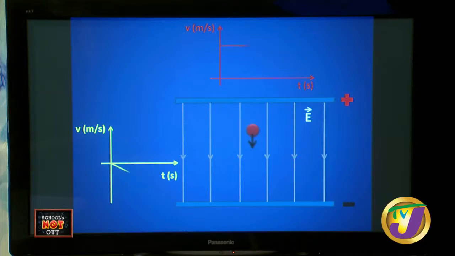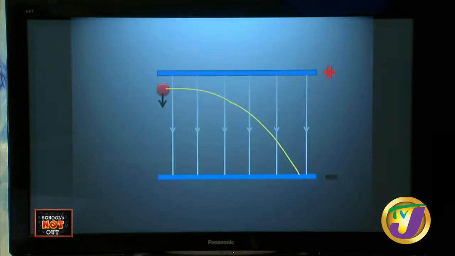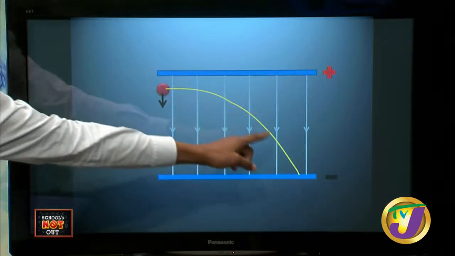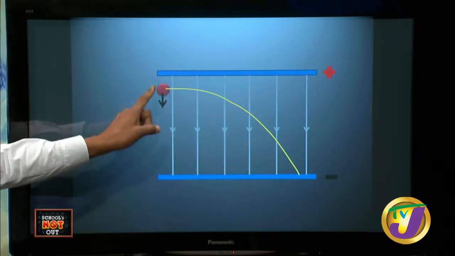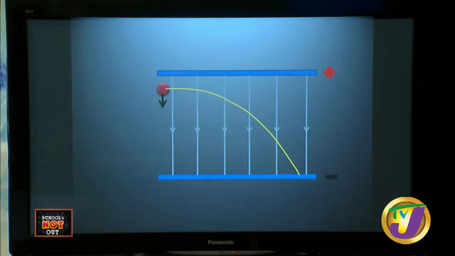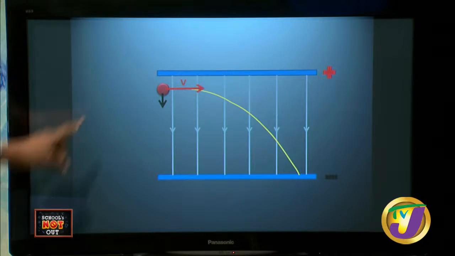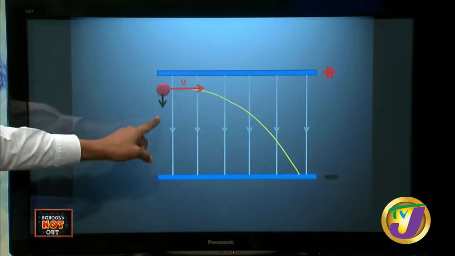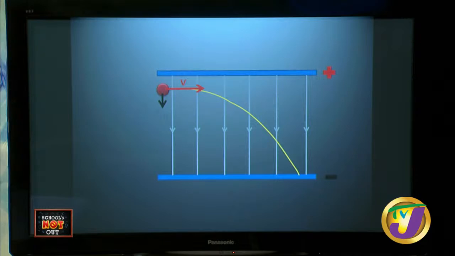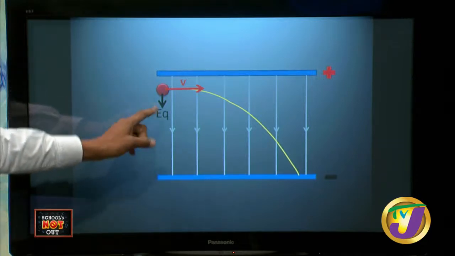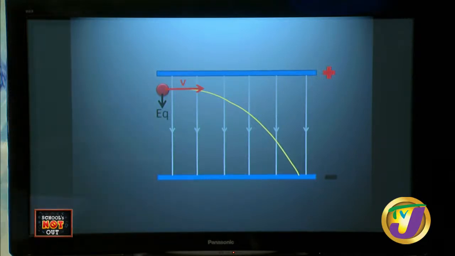All right, so here we have the particle. This is the parabolic path in which the particle is moving, and these are the forces exerted on it. Okay, so the particle is moving with a horizontal velocity. At the same time, it is experiencing a downward force.